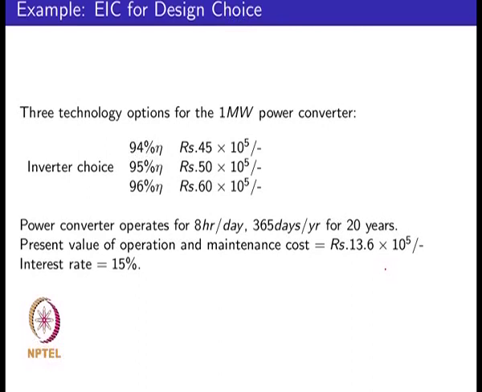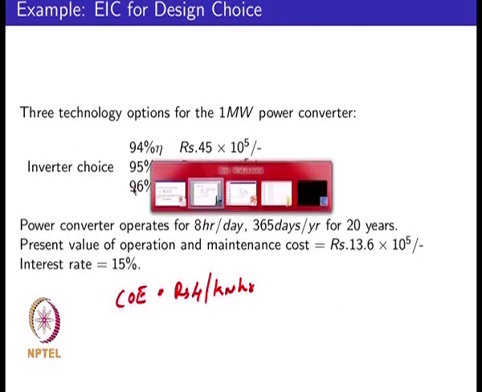We will also assume the cost of energy is rupees 4 per kilowatt hour. So, we could then look at what is now the cost of the losses that you are incurring in this particular equipment, and clearly the choice over here is you trade off between paying more for a more efficient converter or paying less for a less efficient one, and the question is what would be a reasonably appropriate decision.